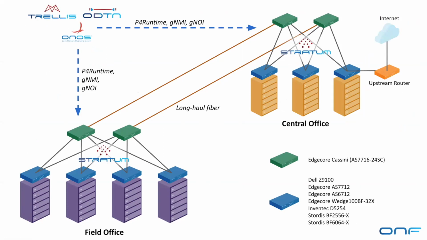This central office has connectivity to the internet via an upstream router. This central office is also connected via long-haul fiber to a field office, where we have 2 more Edgecore CASSINIs acting as spines and a variety of Stratum switches acting as leaves. This is where access technologies such as fiber to the home, DOCSIS, or LTE could be plugged in.